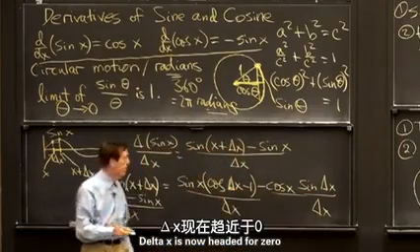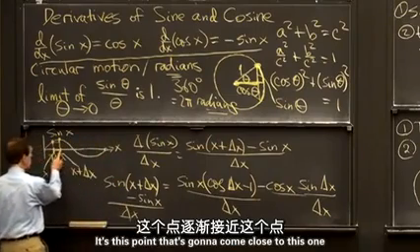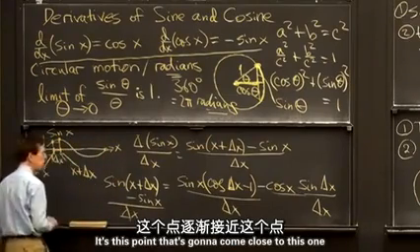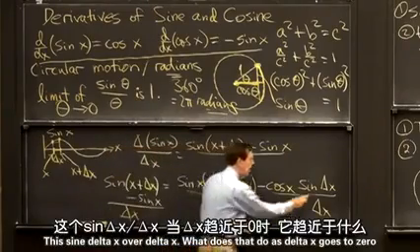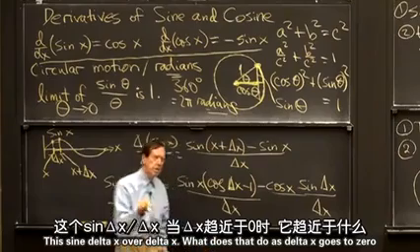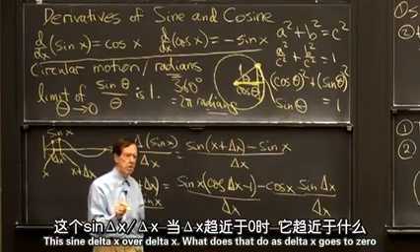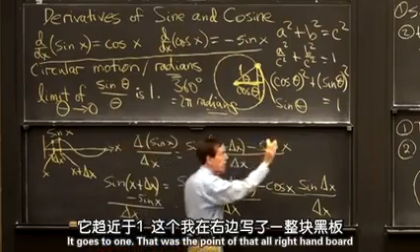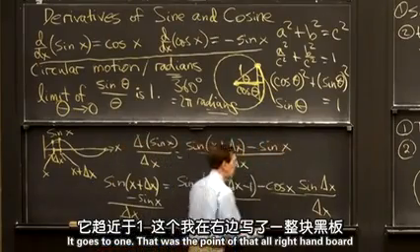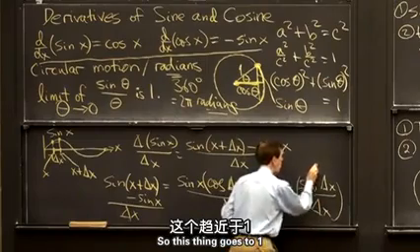Delta x is now headed for 0. This point is going to come close to this one. So I've got two terms. This sine delta x over delta x, what does that do as delta x goes to 0? It goes to 1. That was the point of that whole right-hand board. So this thing goes to 1.